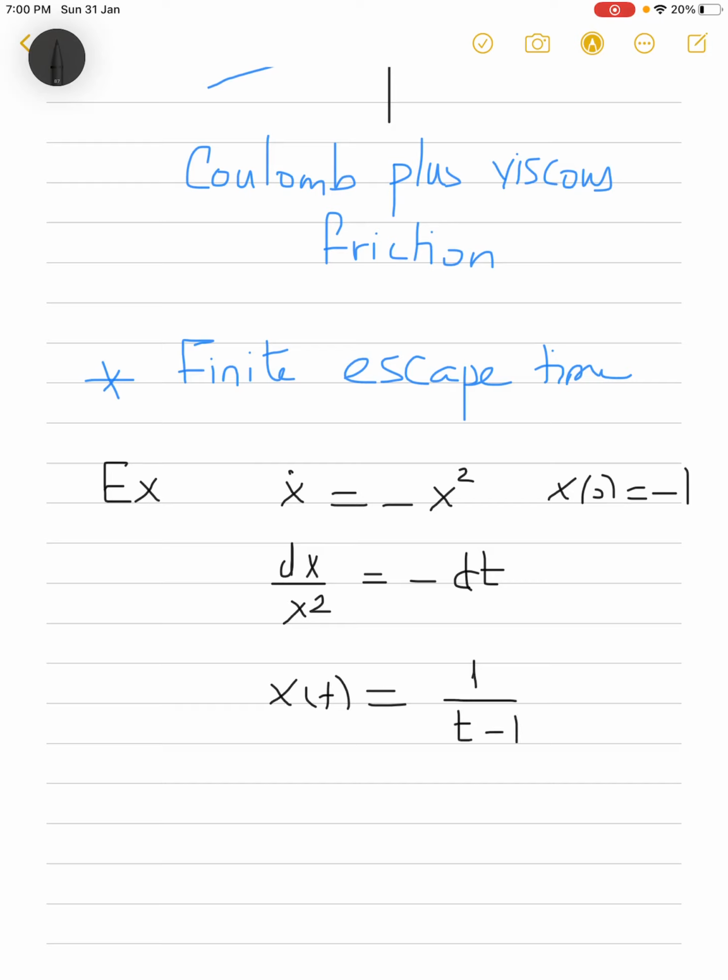Now the important point here is that as t goes to 1, which is a finite time, we will notice that x of t will go to infinity. So in finite time, the output of the system reaches infinity. This is a phenomenon, as I said, that never appears in linear systems. So this is one of the phenomena.